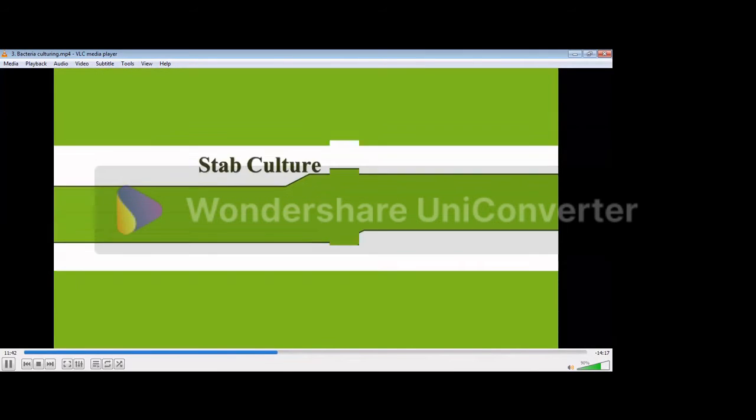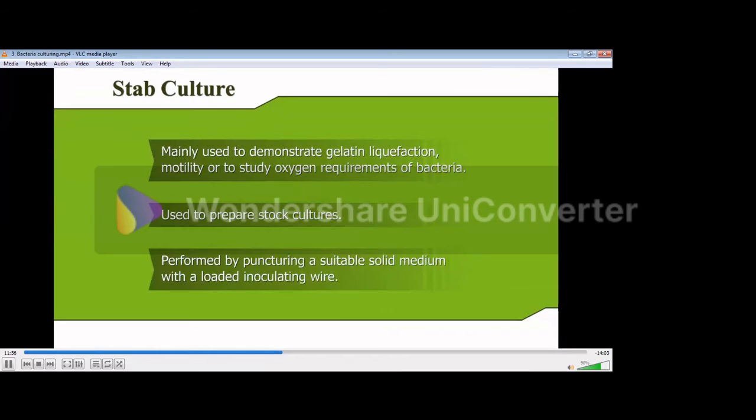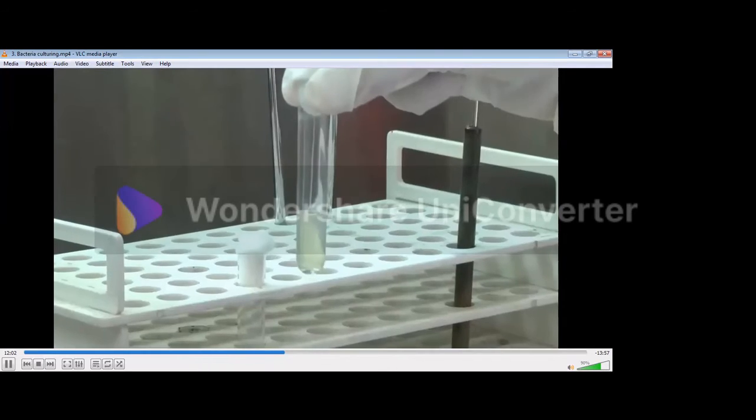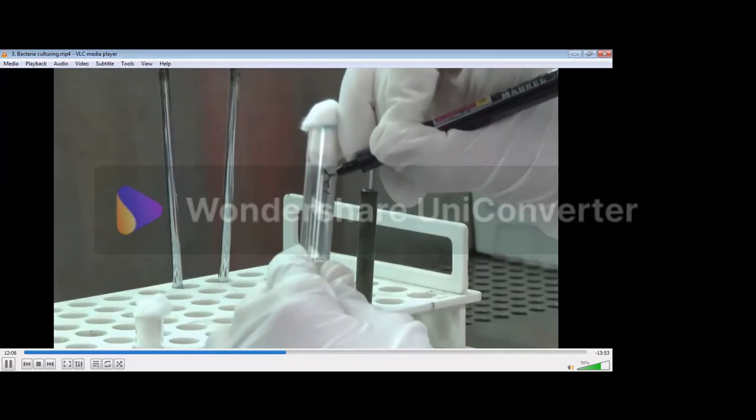Stab culture. This method is mainly used to demonstrate gelatin liquefaction, motility, or to study oxygen requirements of bacteria. It is also used to prepare stock cultures. It is performed by puncturing a suitable solid medium with a loaded inoculating wire. Take a tube or bottle with an agar medium and label it before inoculating.